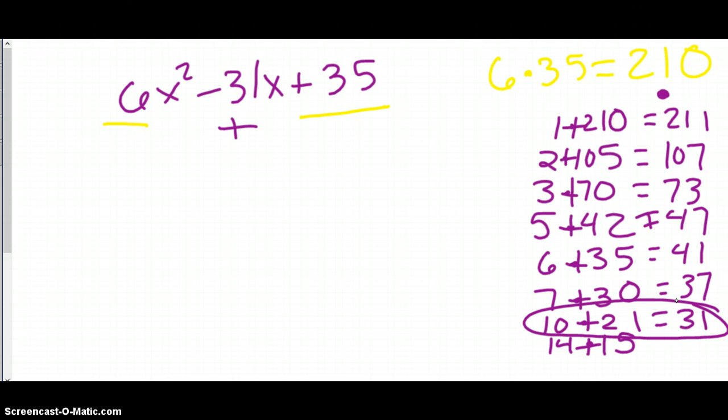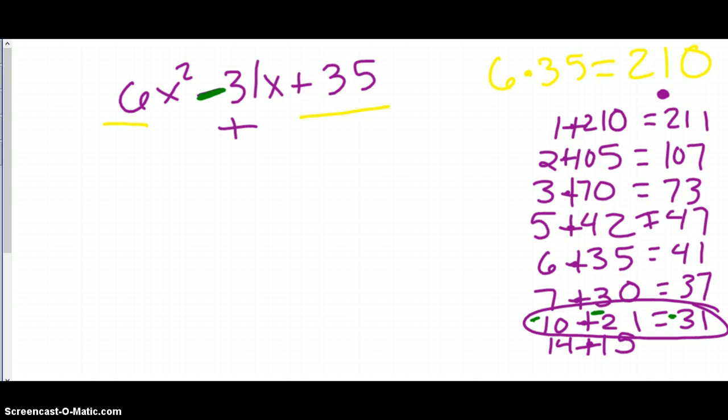We do need to notice something though. This was a negative 31. Well, there's an easy way to fix that. If you just make both of these negative, a negative 10 times a negative 21 is still a positive 210, but a negative 10 plus a negative 21 is negative 31.